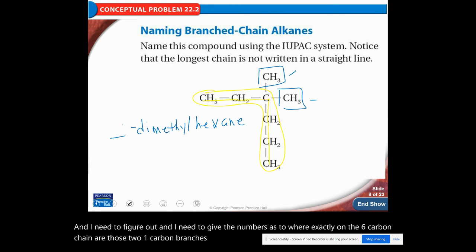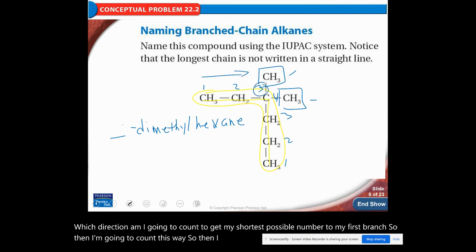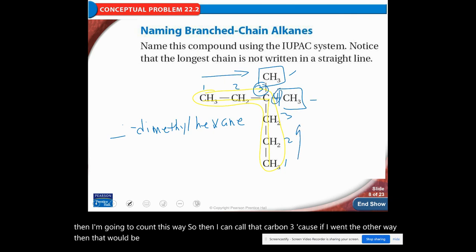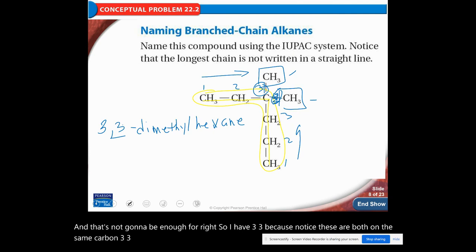So I have to figure out whether this is carbon 1, 2, 3, or 1, 2, 3, 4. Which direction am I going to count to get the shortest possible number to my first branch? I'm going to count this way, so I can call that carbon number 3, because if I went the other way, that would be 4. I need to get the smallest number. So on carbon number 3, and that's not going to be a 4, I have 3, 3, because these are both on the same carbon. 3,3-dimethylhexane.